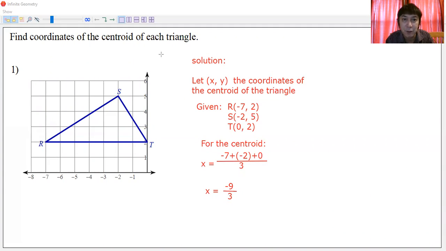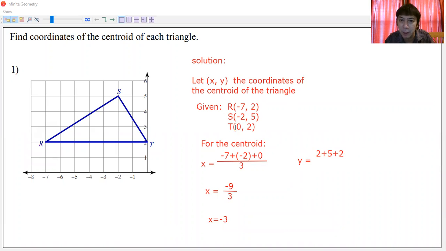This is now equal to -3 there. That's our first computed value. We now compute for the y. Okay, so let's put it over here. Y is equal to, let's get the values for y. The values for y will be 2 plus 5 plus 2 there. You're going to get it from here.